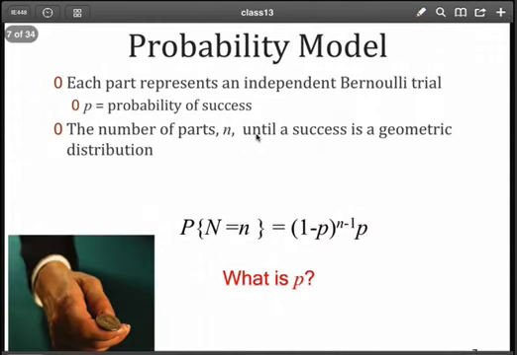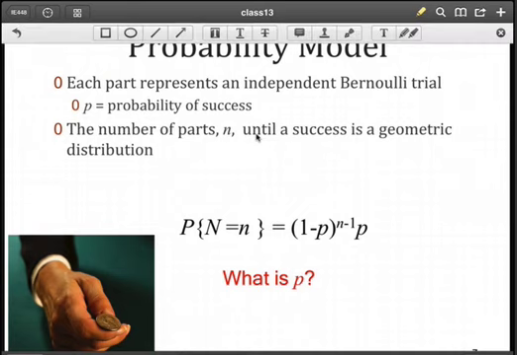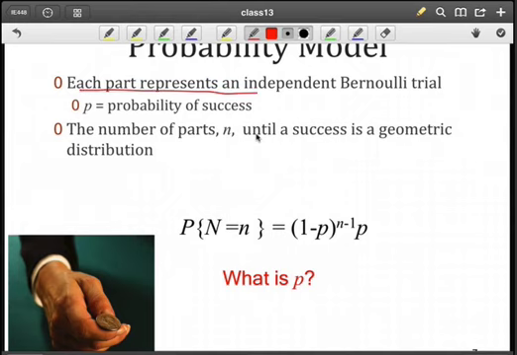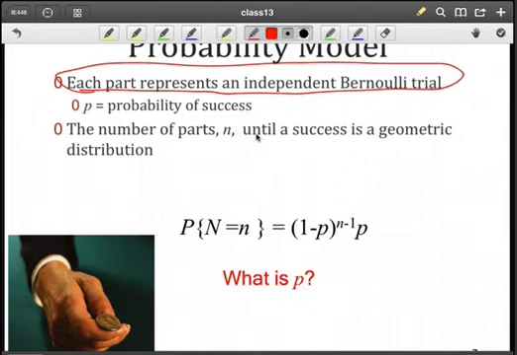You can also look at this from the point of view of a probability model. If you think back to Stat 231, you could think of each part representing an independent Bernoulli trial. That's essentially a coin toss, right? So we think of going through this process and then coming out the other side. We have a certain probability of success and its potential for failure. And that failure ends up in scrap.